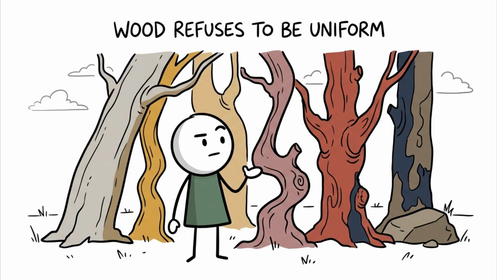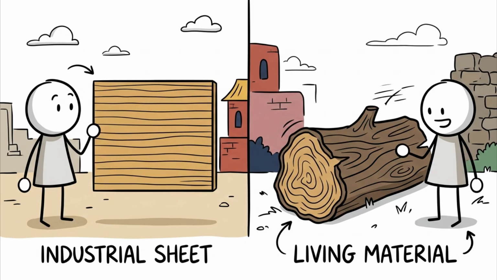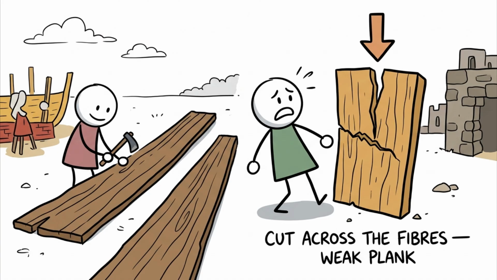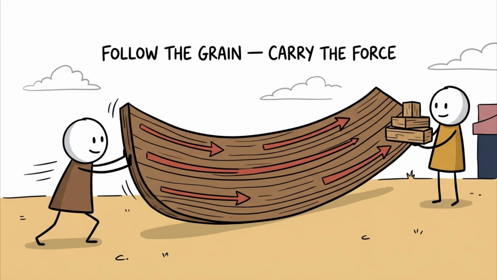Before construction began, the builder faced a material that refused to behave uniformly. Wood is not an industrial sheet with identical strength in every direction. It grows with fibers, branches, knots, curves, and internal stresses. Cut across those fibers carelessly, and a strong tree becomes a weak plank. Follow them, and the fibers carry force along the length of the timber.